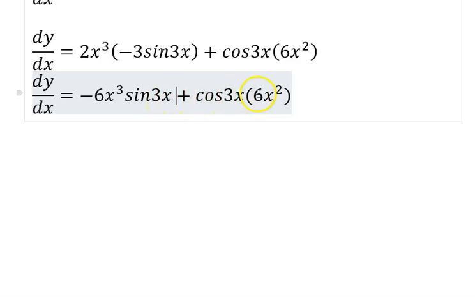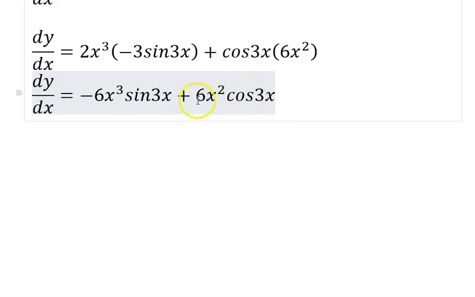So we move to this place. So 6x squared, just multiplying this simply means you can now have 6x squared cos 3x, plus 3x. Beautiful. So open it up.